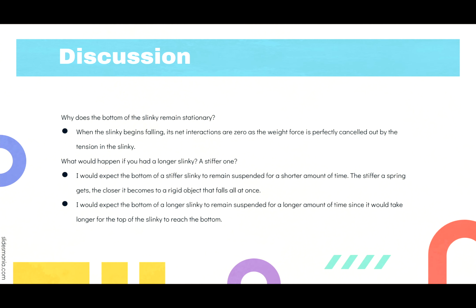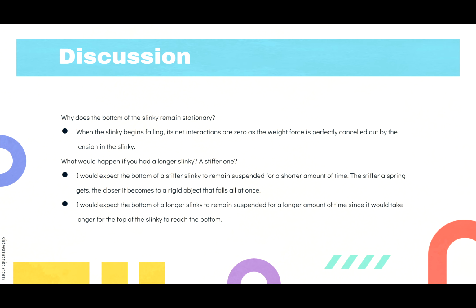To conclude this lab, I'll talk about what affects the slinky's suspension in the air. The bottom of the slinky remains stationary because when the slinky begins falling, the net interactions on it are 0. For the first couple seconds, the weight force and tension in the spring are equal in magnitude and opposite in direction, so they cancel each other out perfectly.